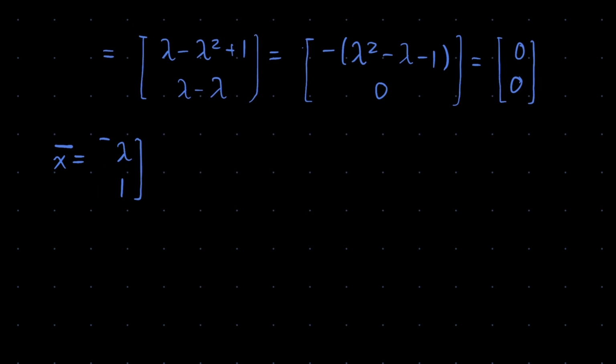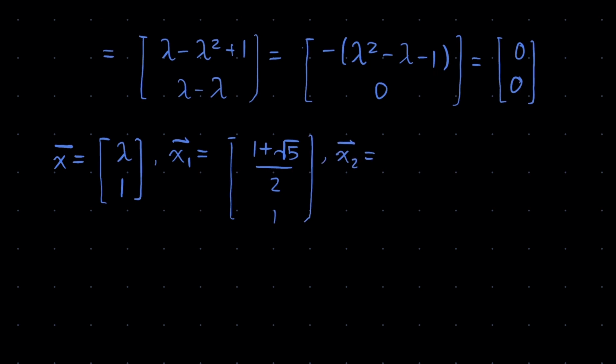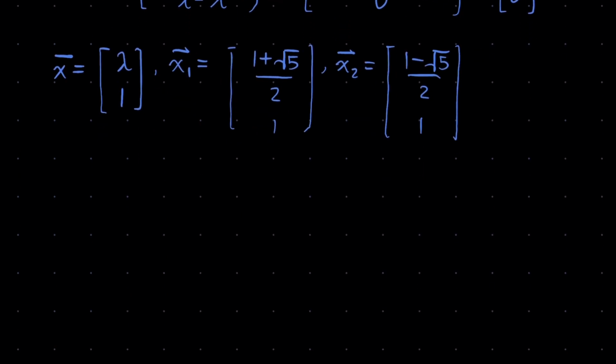And what does that mean? Well, that means that our x1, our first eigenvector, is equal to 1 plus the square root of 5 over 2, 1. And x2 is equal to 1 minus the square root of 5 over 2, 1. Fantastic. Now, let's put this in an eigenvector matrix. S is equal to 1 plus the square root of 5 over 2, 1, and 1 minus the square root of 5 over 2, 1.